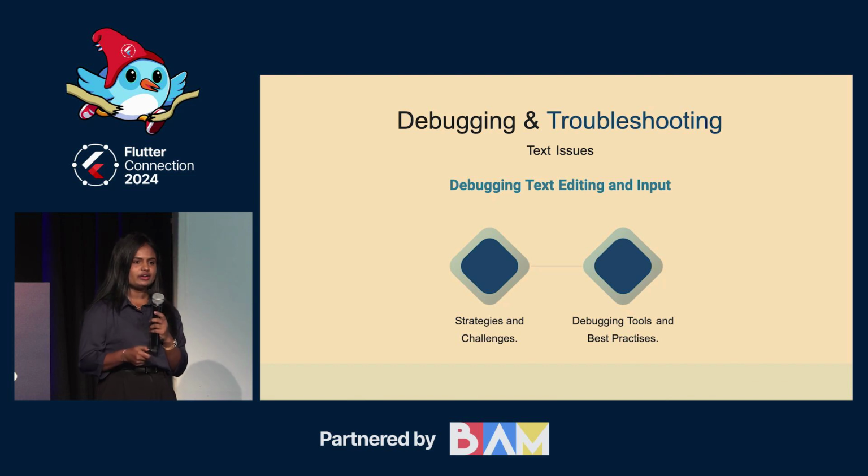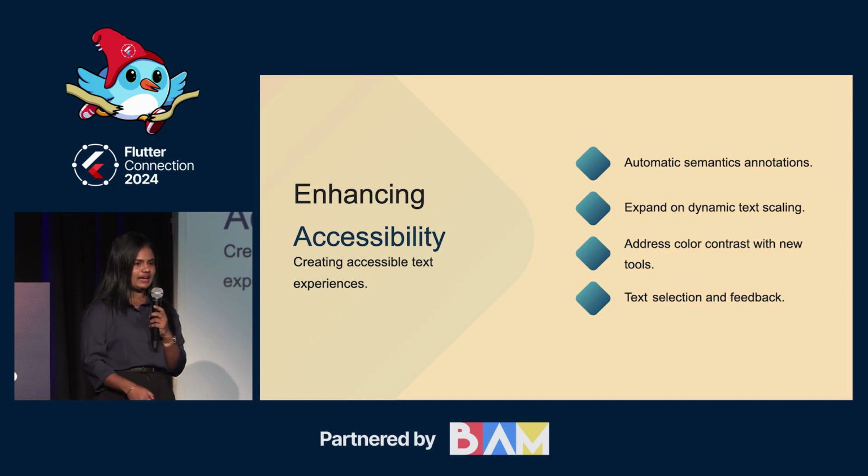First we need to identify the common causes of text issues and look at them in a more precise way. So how can we enhance accessibility after minimizing these debugging challenges? First we need to set automatic semantic annotations, and we need to expand on dynamic text scaling. Based on device sizes, the text scaling should match the device configurations, and we need to address color contrast with new tools, and text collection and feedback.